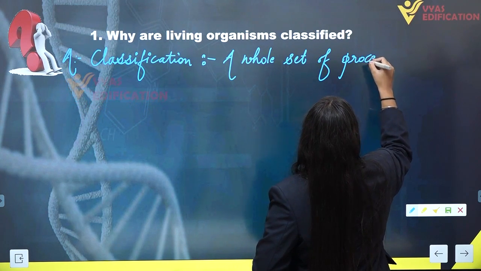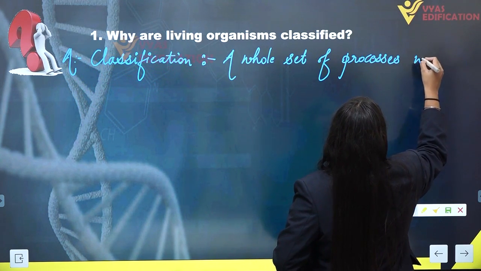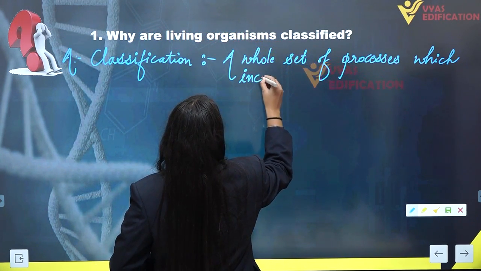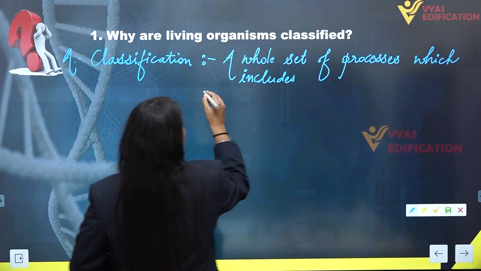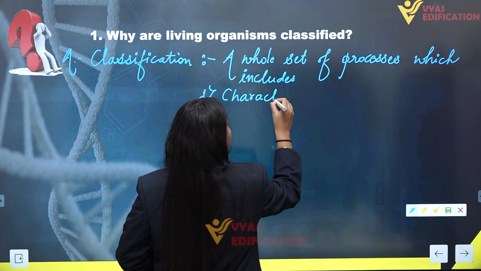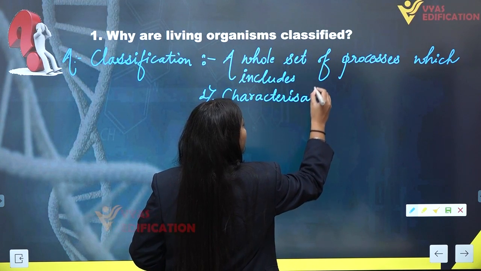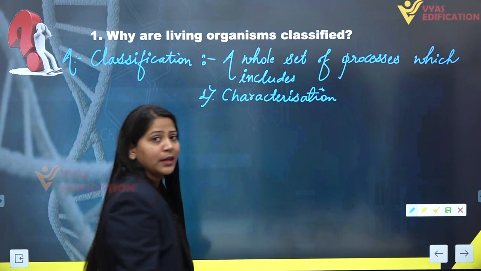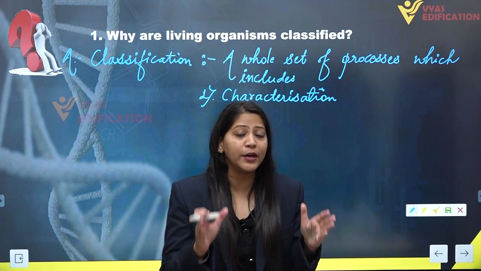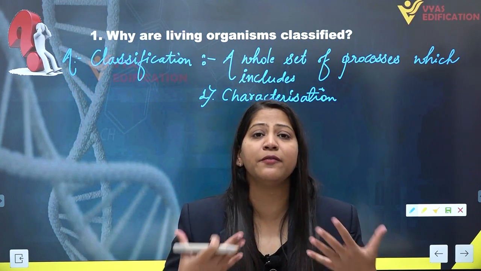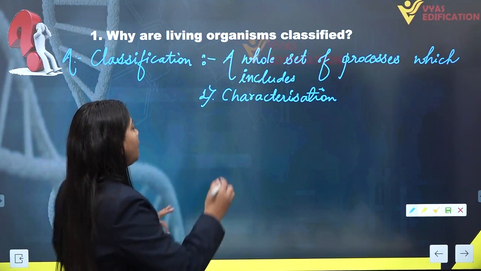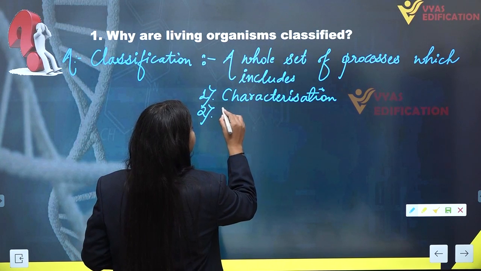processes which includes, what does it include? First is characterization, in which we characterize the organism. We find what kind of characters are present in the particular organism which we want to identify, which we want to classify. So first we do characterization, then after that we identify the organism.